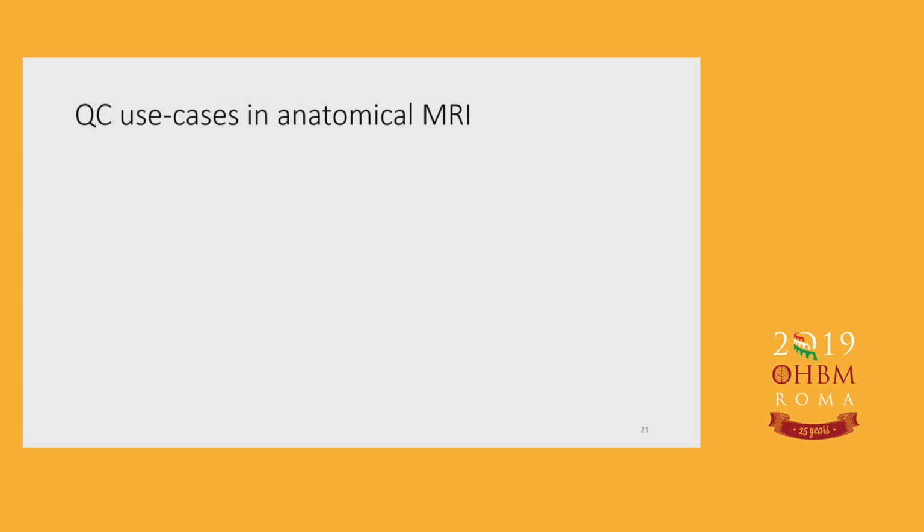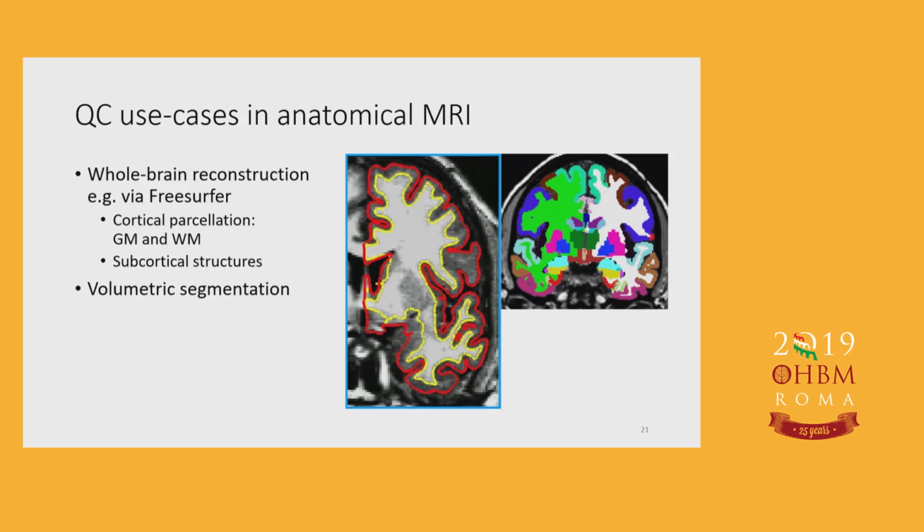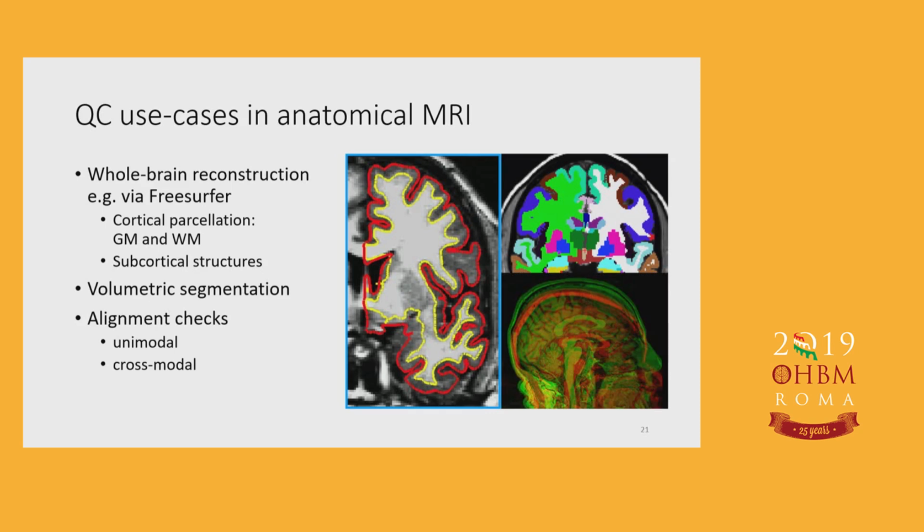Now I'm going to give you a few practical use cases for people who are interested in actually analyzing T1 weighted MRI data. That includes whole brain reconstruction from FreeSurfer, which is quite popular, cortical parcellations and subcortical structures, and volumetric segmentation, followed by how we can perform alignment checks, both in the case of unimodal T1 to T1, or even cross-modal, EPI to T1 or PET to T1, for example.